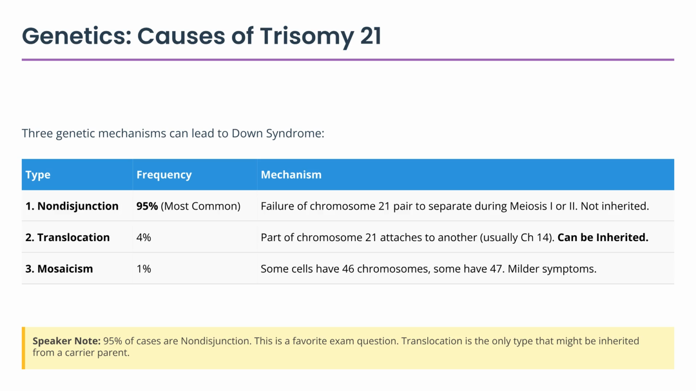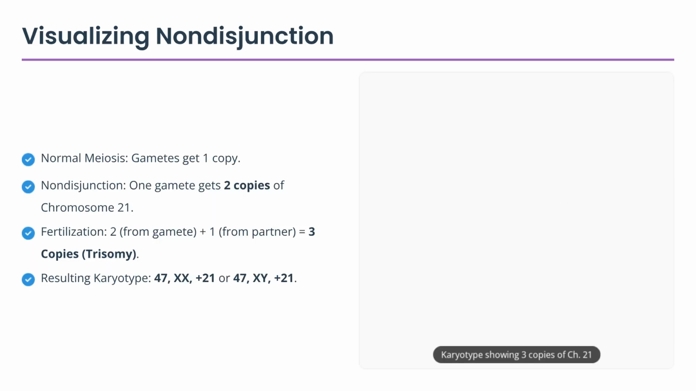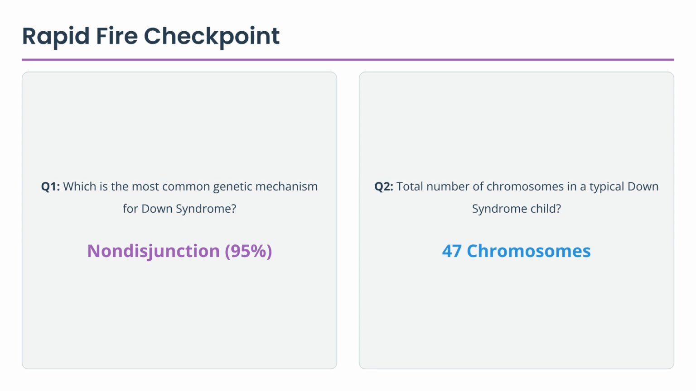3 genetic mechanisms cause Down syndrome. Non-disjunction accounts for 95% of cases and is a crucial point for exams. Translocation is the only type that can be inherited. Non-disjunction occurs when one gamete receives 2 copies of chromosome 21 instead of 1. Upon fertilization, this results in 3 copies, leading to a karyotype of 47 chromosomes. The most common genetic mechanism is non-disjunction, and a typical Down syndrome child has 47 chromosomes in total.